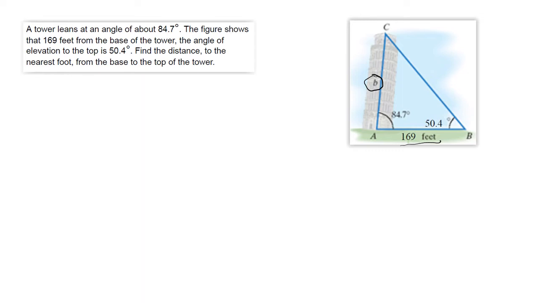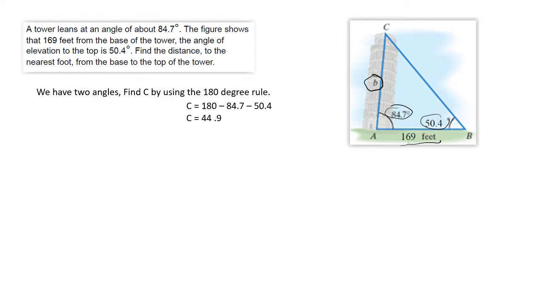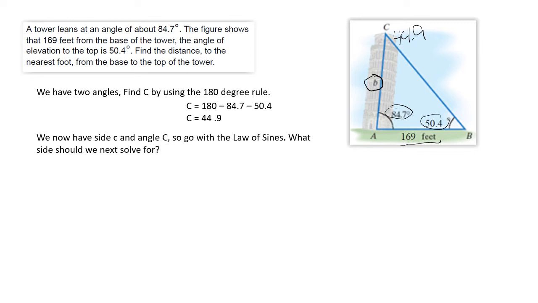Now, how should we start? We have two angles. If we're given two angles, we should immediately find the third angle. So find angle C by the 180-degree rule. We get C is 44.9. Well, we now have side C. We have angle C. So we can apply the law of sines. What side should we solve for next?